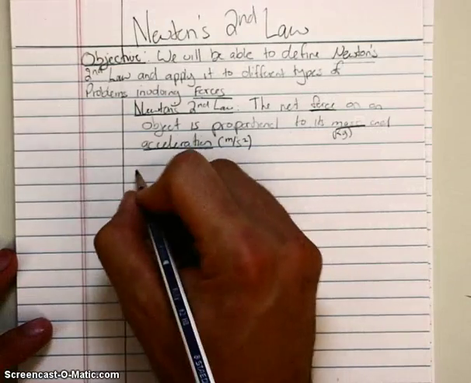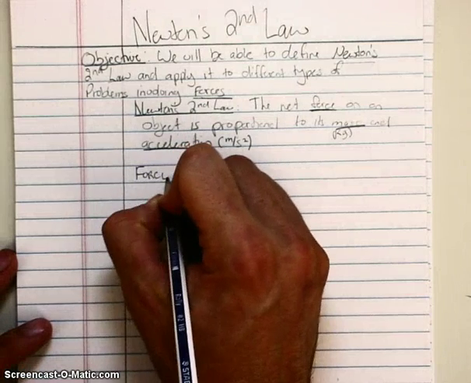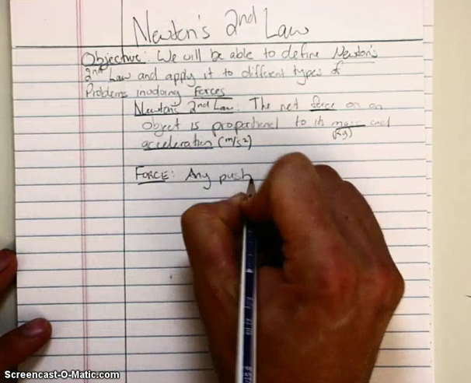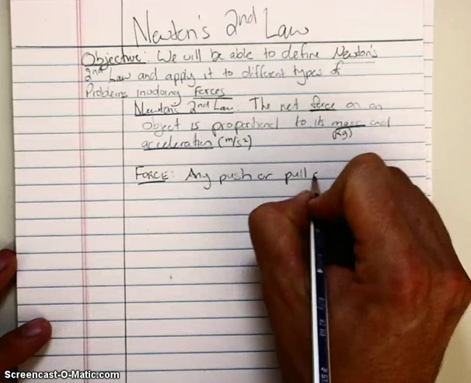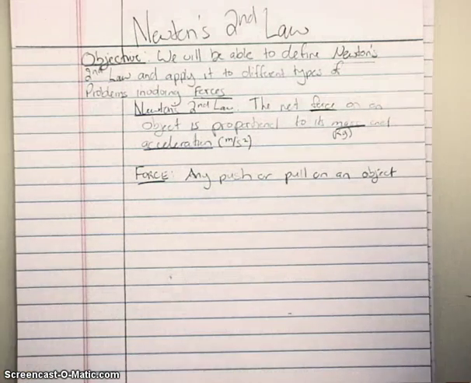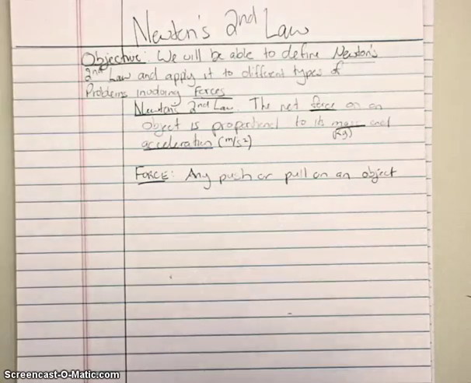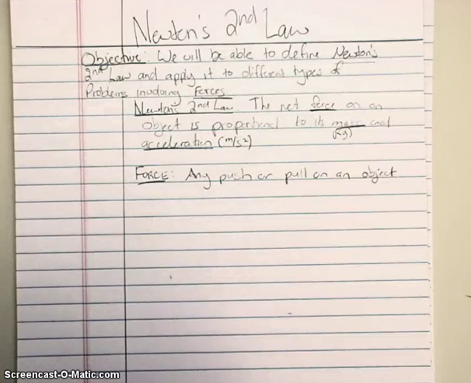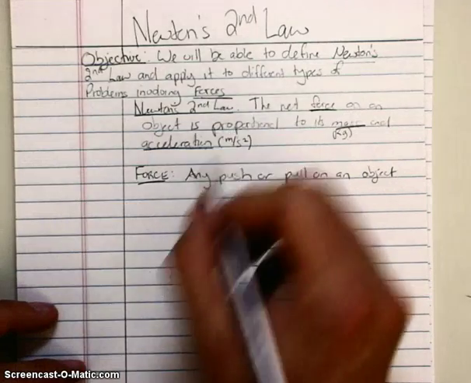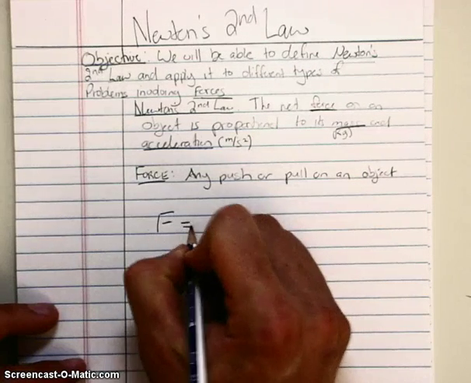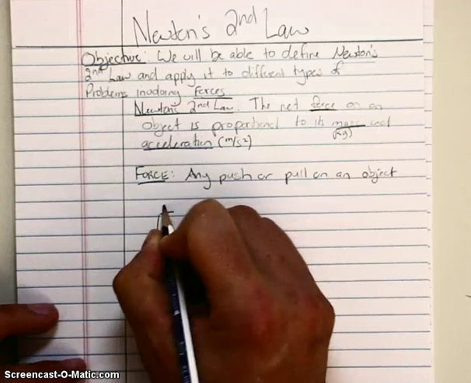First off, let's define a force real quick. A force is any push or pull on an object. That's pretty easy to conceptualize, I think. And based off this law, we get this equation: F equals ma.